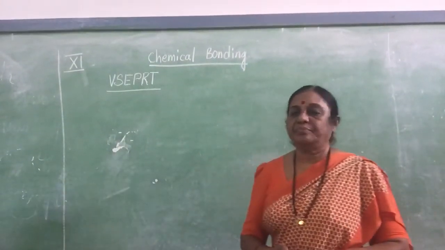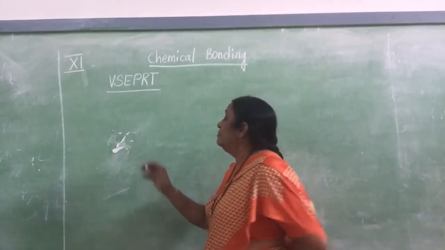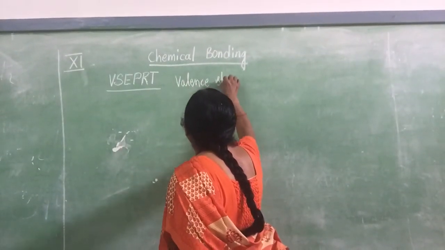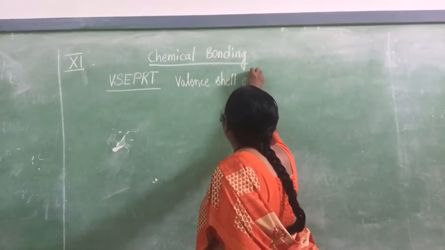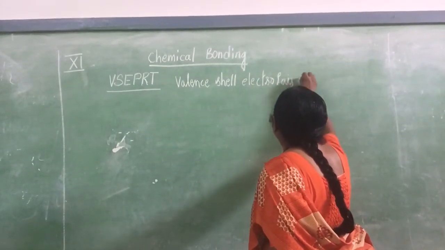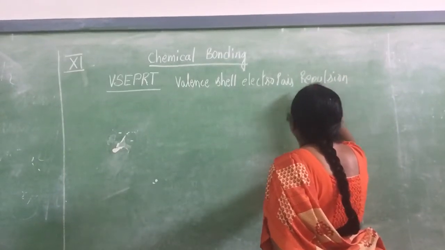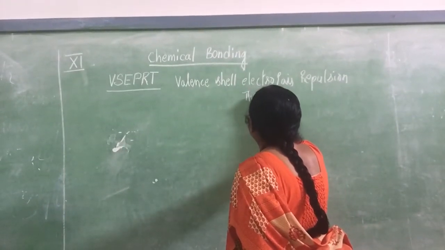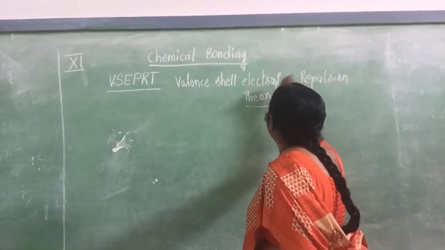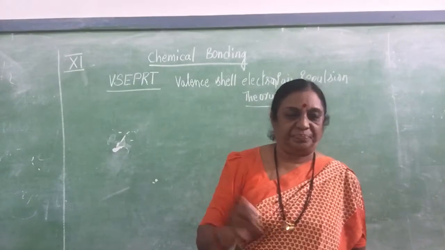Today we will discuss VSEPR theory, that is valency shell electron pair repulsion theory. What is that? Valency shell electron pair repulsion theory. Now, what is the use of this theory in chemistry?